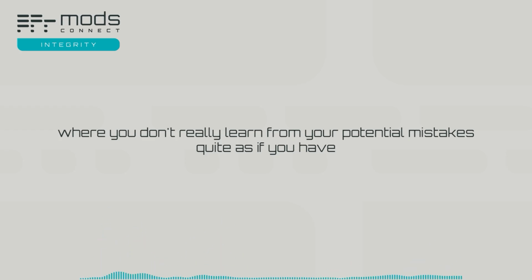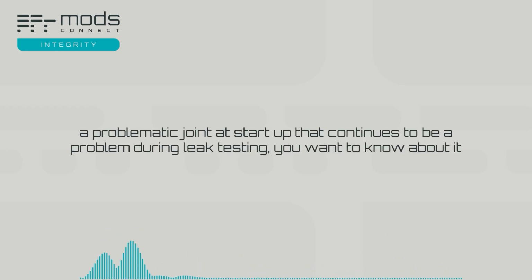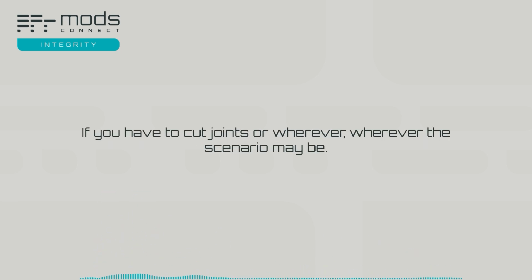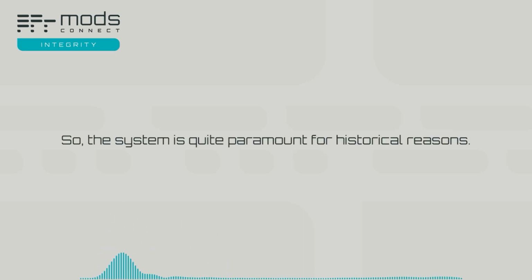your potential mistakes. Whereas if you have a problematic joint at startup that continues to be a problem during leak testing, you want to know about it and understand how you managed to seal the joint. Did we go to max yield, did you have to cut joints, wherever the scenario may be. So the system is quite paramount for historical reasons.